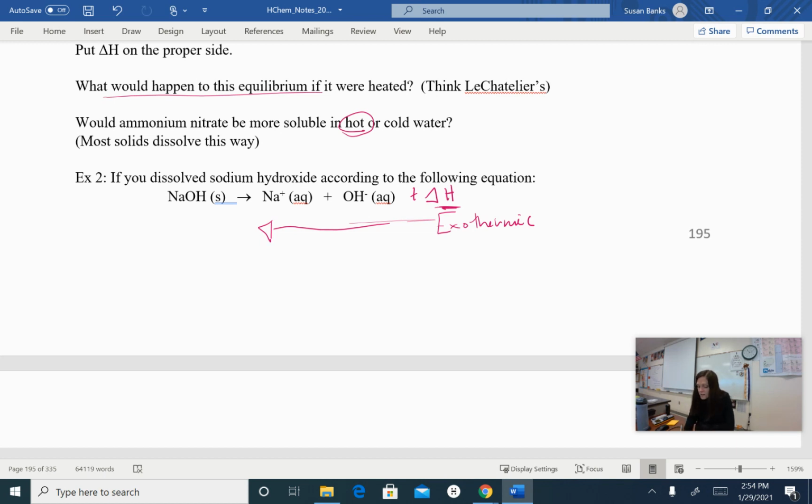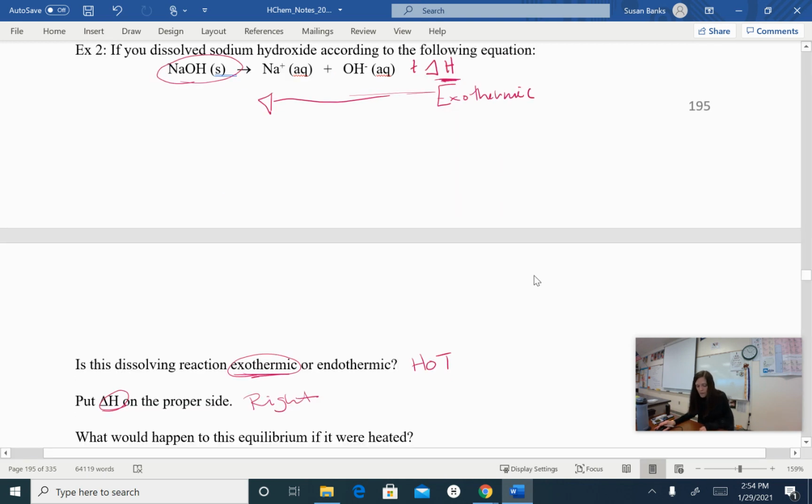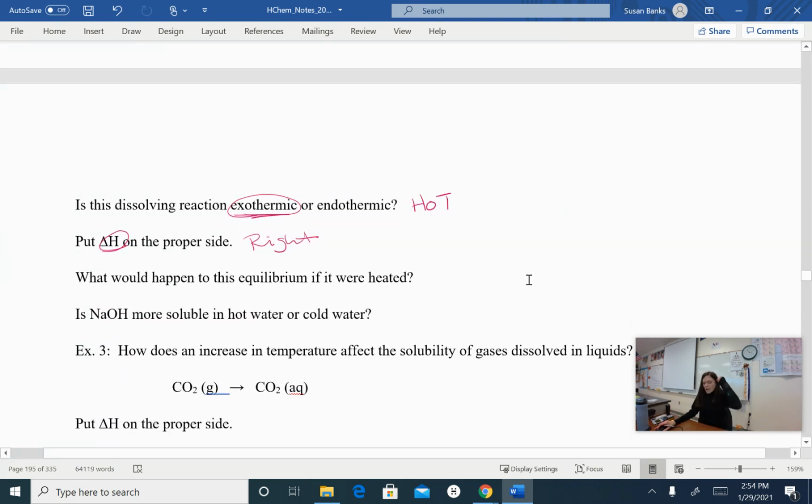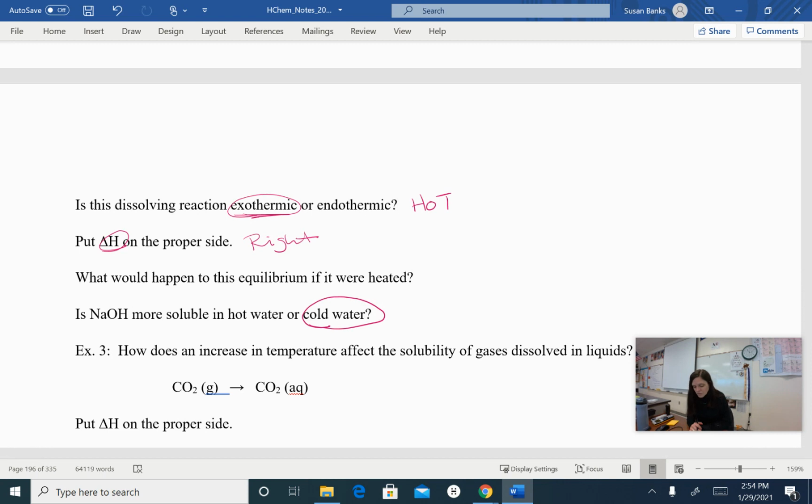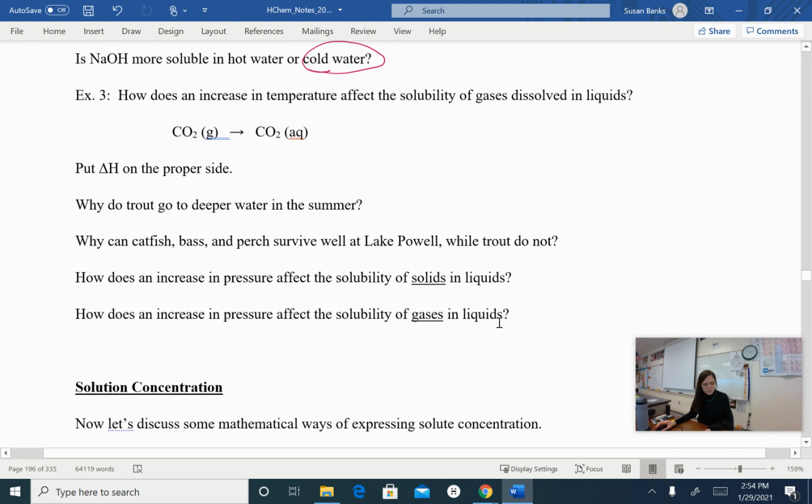So the hotter we make this, the more sodium hydroxide actually becomes less soluble. It becomes less soluble the hotter we make it. So is sodium hydroxide more soluble in hot water or cold water? It is definitely more soluble in cold water. Okay, and in fact, you want to do this in cold water because it generates a lot of heat. Okay, so let's look at this one.